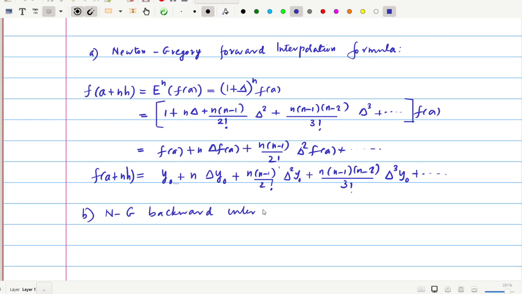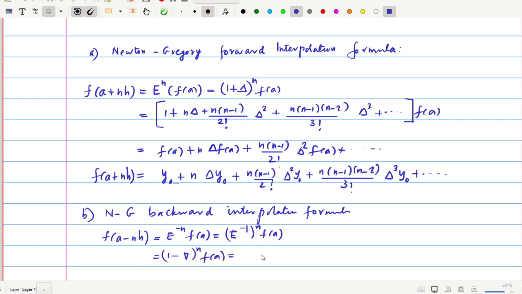Backward interpolation formula. That is nothing but f of a minus n h, which is equal to E to the power minus n of f of a, that is equal to (E inverse) raised to n f of a. We know that E raised to minus 1 is equal to 1 minus del, so that can be replaced by (1 minus del) raised to n f of a.